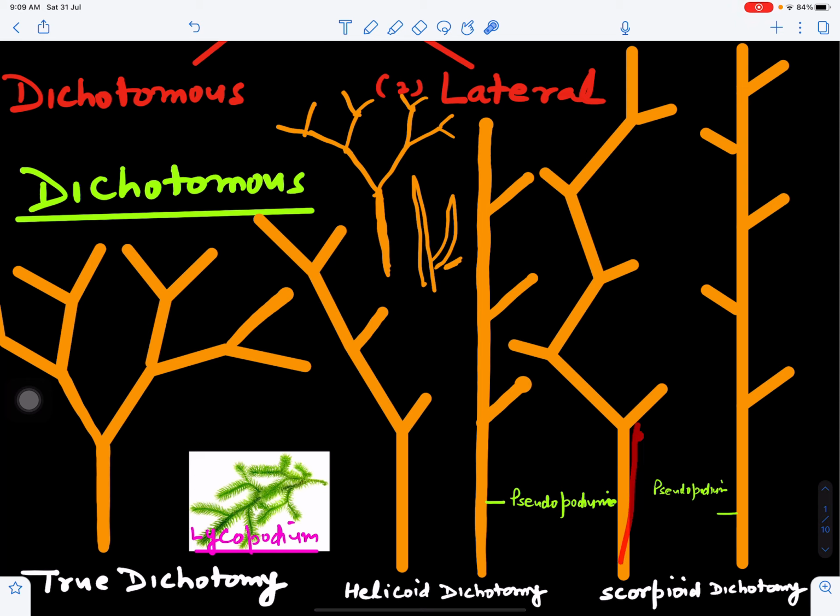And when we straighten up this axis like this, this is formed by fusion of this axis, this, this, and this.